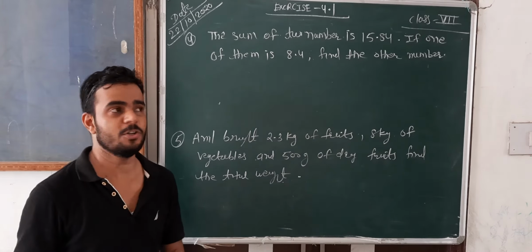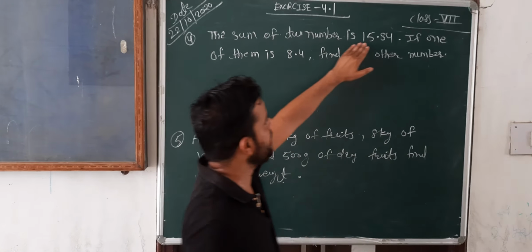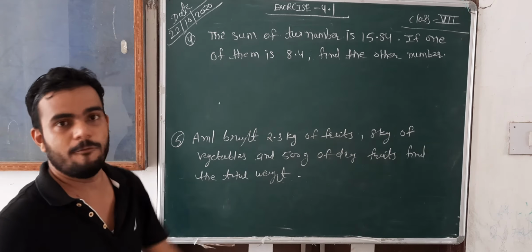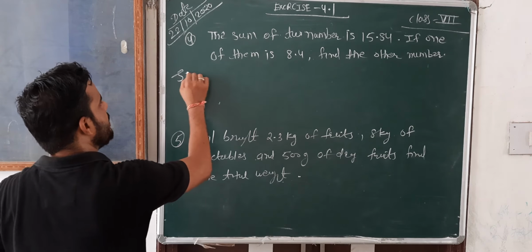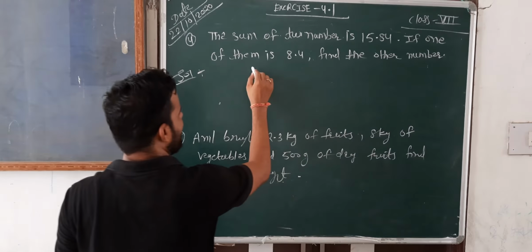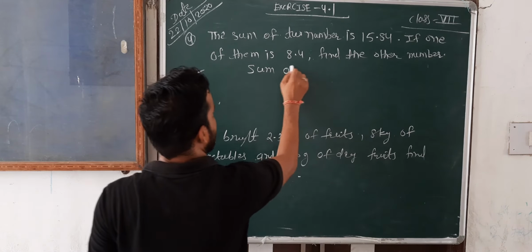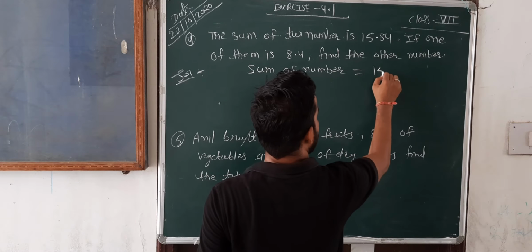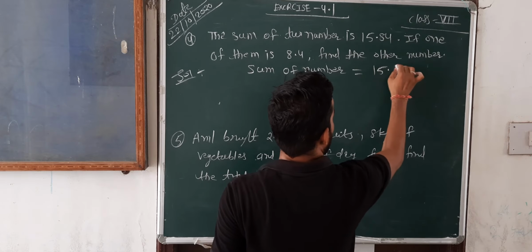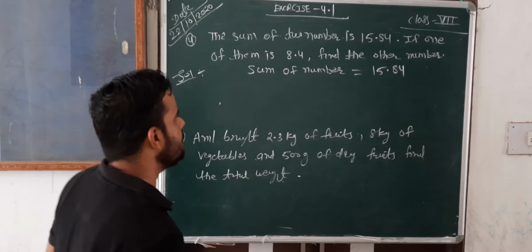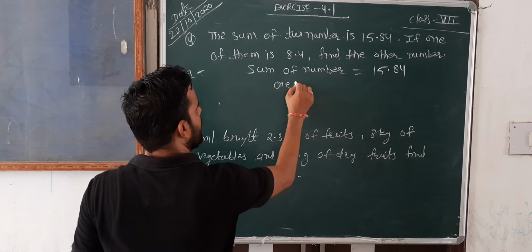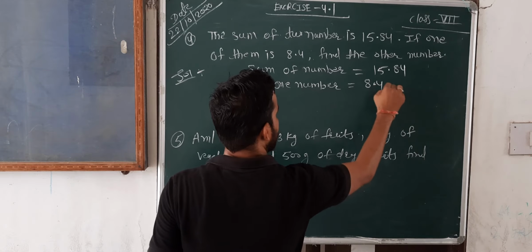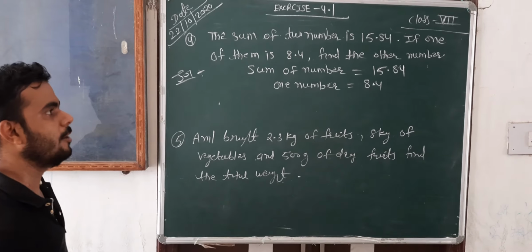Okay, so the next question, the fourth one: the sum of two numbers is 15.84. If one of the numbers is 8.4, find the other number. Okay, so we have to find the number. Already we know that the sum of the numbers is equal to how much? 15.84, and one number is 8.4. So now we have to find the other number.